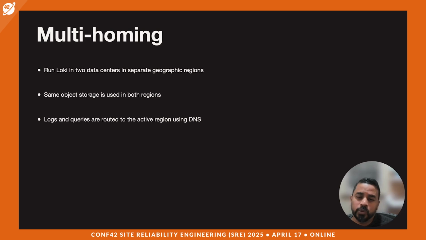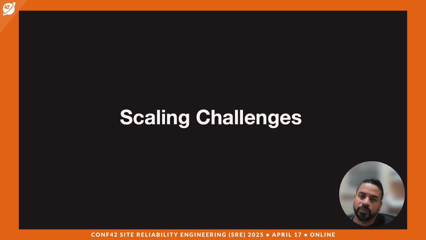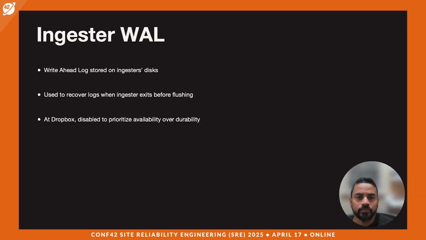We run Loki in 2 data centers in separate geographical regions, so that in case one data center goes down, we still have availability. At Dropbox, we call this multi-homing. Both data centers use the same object storage, and to route logs and queries to the correct Loki cluster, we integrate our DNS servers with load balancers. And now I'm going to go over some of the scaling challenges we faced.